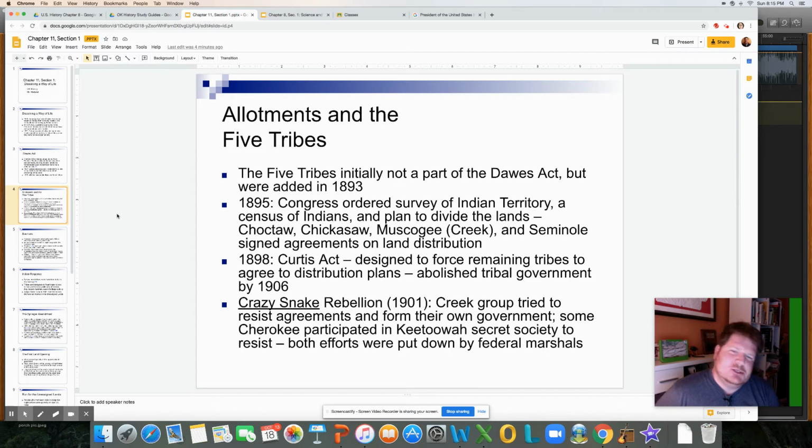Five tribes were initially not a part of the Dawes Act, but were then added in 1893. By 1895, we see Congress ordered a survey of the Indian Territory, a census of Indians, planned to divide lands of Choctaw, Chickasaw, Muskogee Creek, and Seminole, and signed agreements of land distribution. In 1898, the Curtis Act was designed to force remaining tribes to agree to distribution plans and abolish the tribal government by 1906. By that time, we started to become a state.